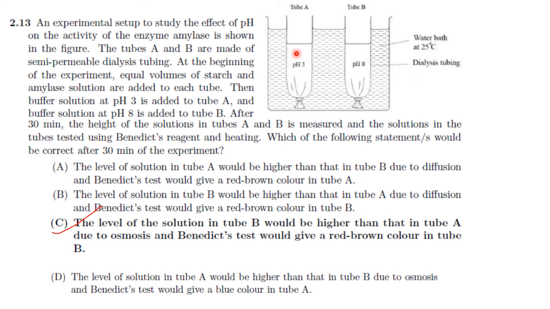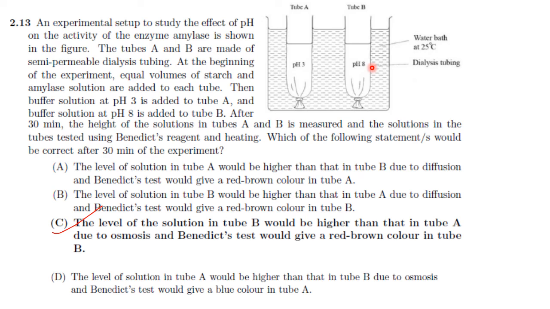So what they have done was they have taken two tubes. These two tubes are made of semi-permeable dialysis tubing, and into each of these tubes they have added starch and amylase solution. Amylase will act on starch, catalyze it to produce maltose, and the production of maltose was detected using Benedict's reagent. Now another thing is that the buffer solution at pH 3 was added to tube A and buffer solution at pH 8 was added to tube B. So which of the following statements are correct?